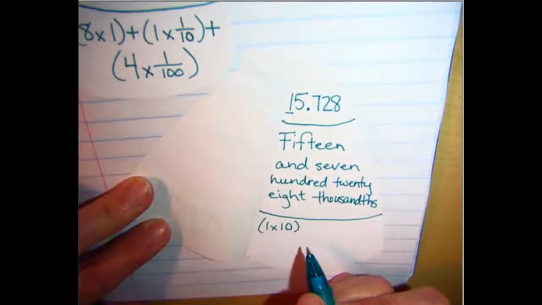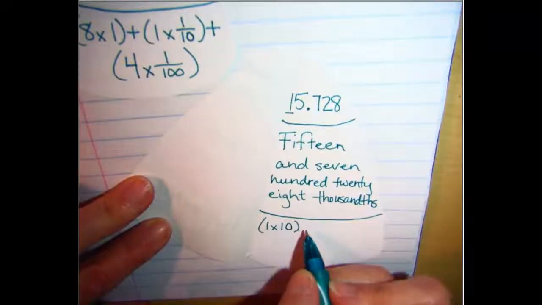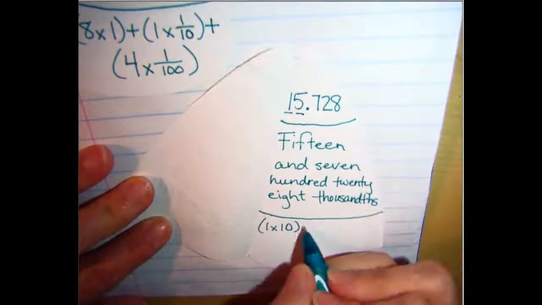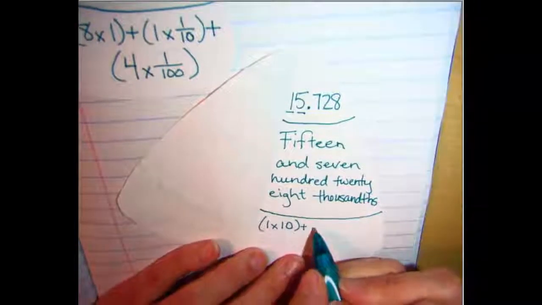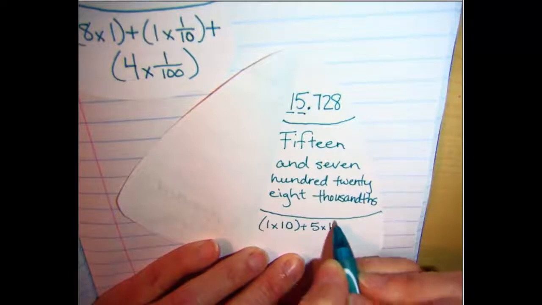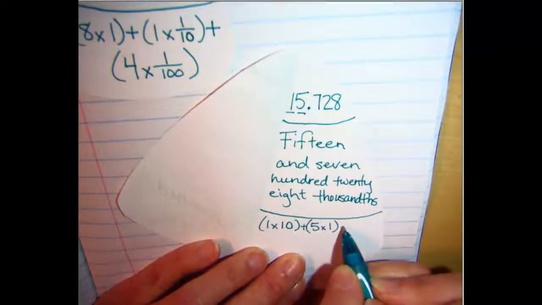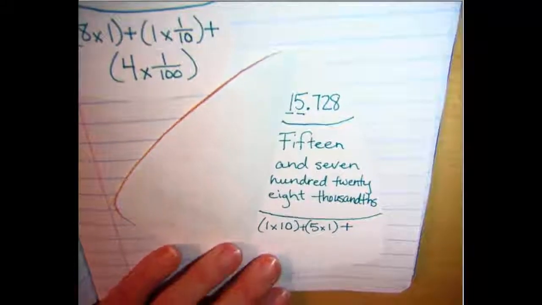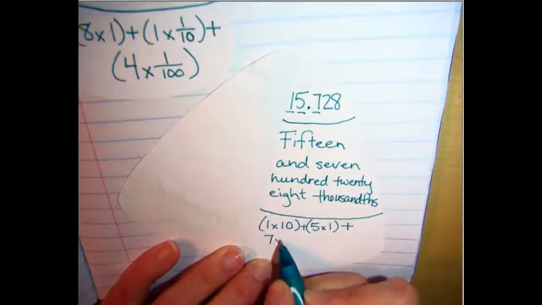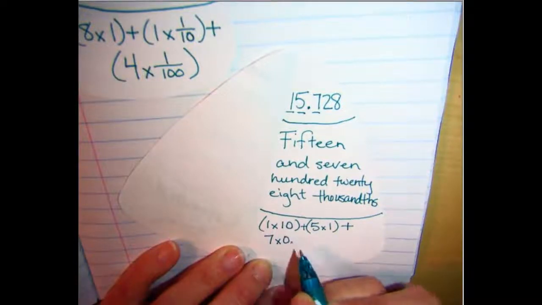What am I going to knock out next, Talia? 5 times 1. Good. I'm going to do the 5 times 1 and put it in parentheses. Good. And now I'm going to keep going. What am I going to move next to, Elise? 7 times 0.1. 7 times 1/10. So you need to have 0.1 for 1/10.